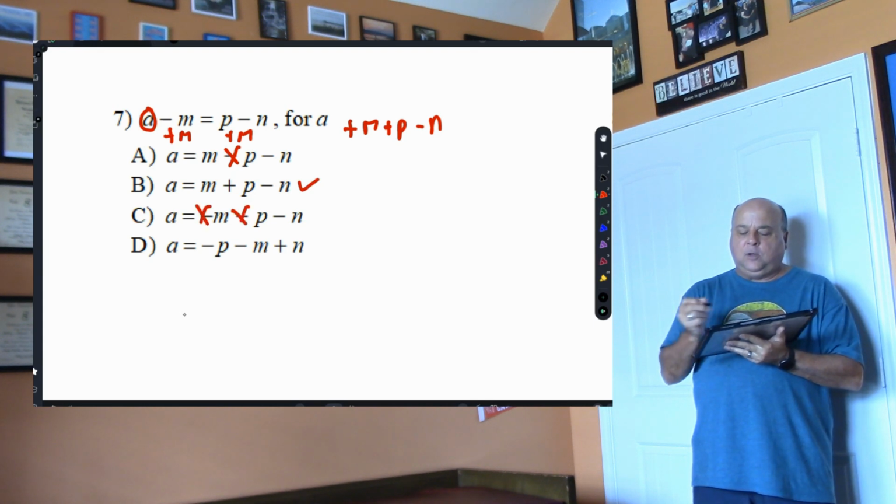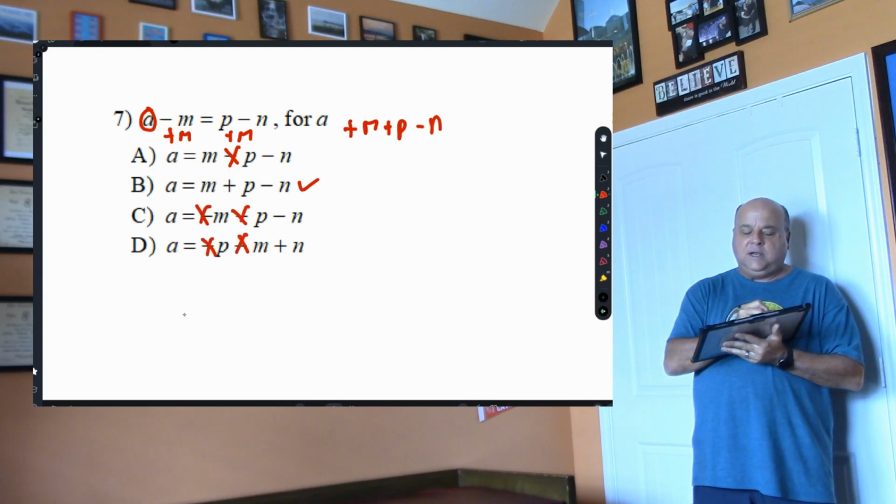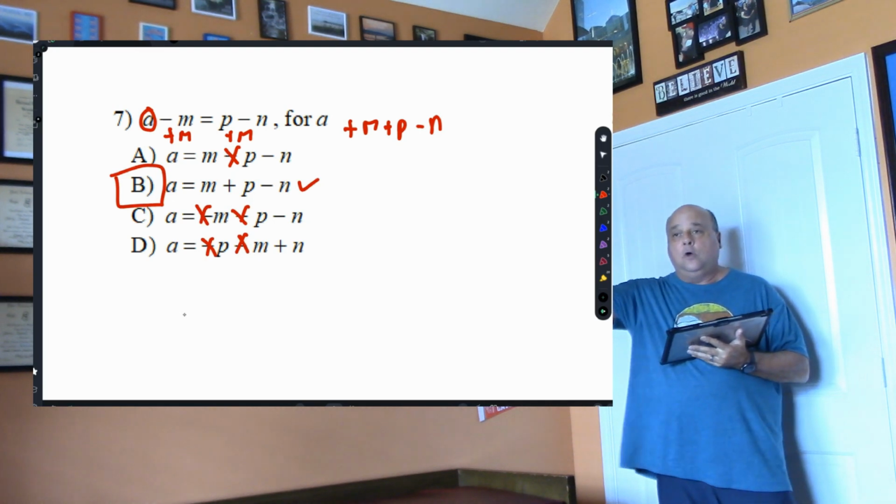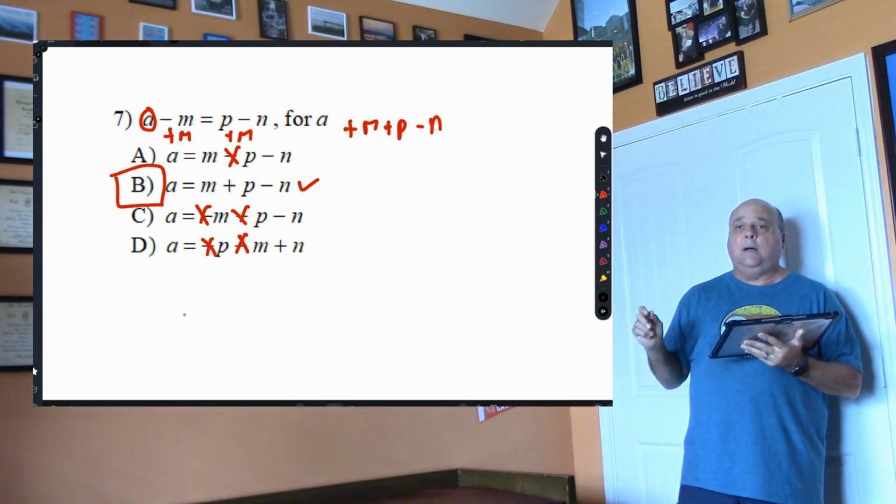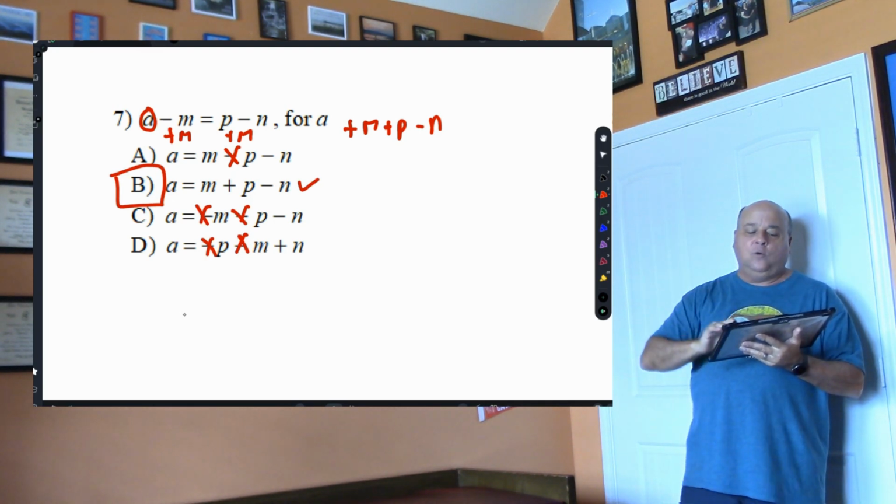The M and the P are both negative. B is the right answer. Go through it, make sure the signs match up, okay? Because they could be out of order.